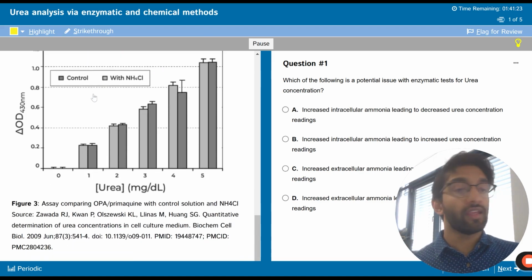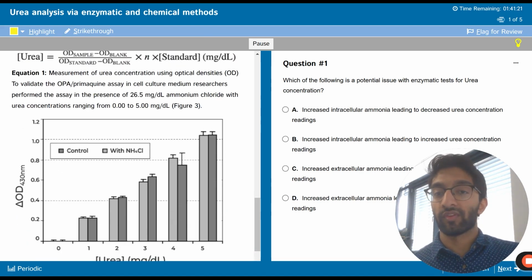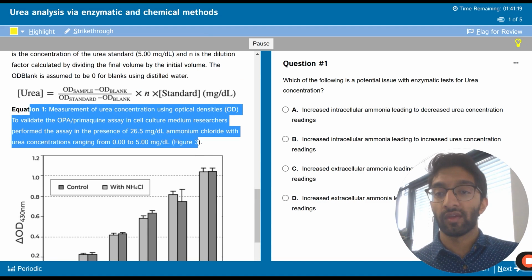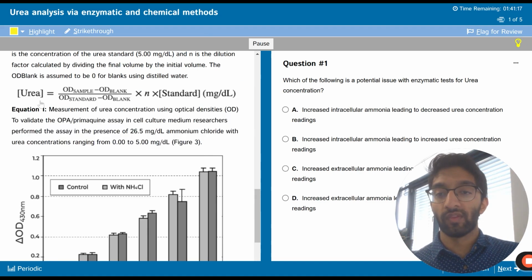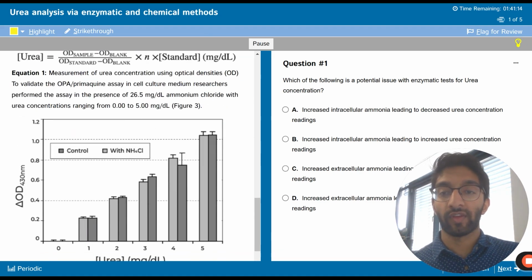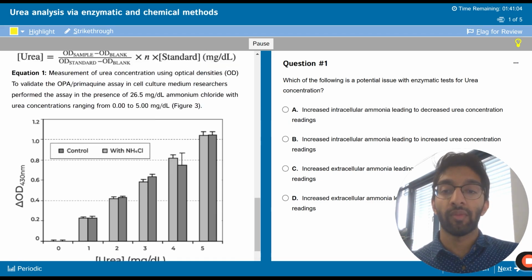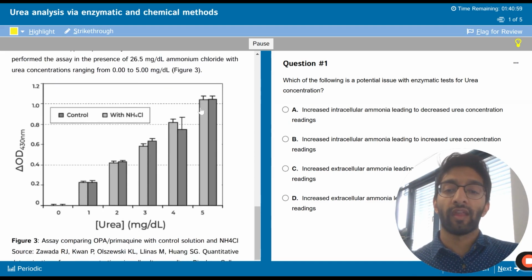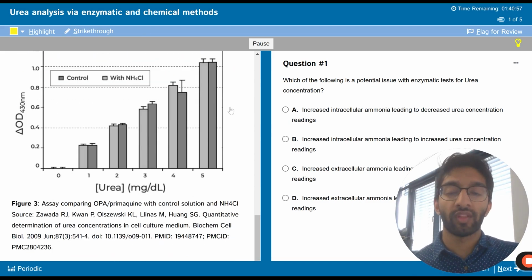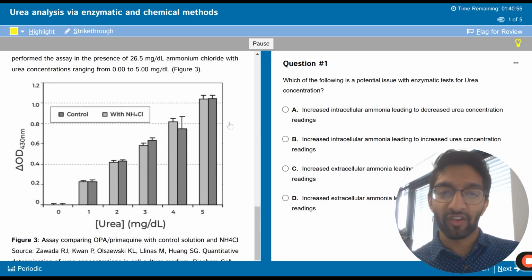And lastly, we can go on to this figure. Once again, this is just a description. That's the equation, and we see over here in this figure that to validate the assay, they did it in the presence of ammonium chloride. Once again, urea concentration is going from 0 to 5, but this time, are we doing it without any ammonium chloride or with ammonium chloride? You might be asking why they are doing it with ammonium chloride. We'll see that later when we get to the questions.